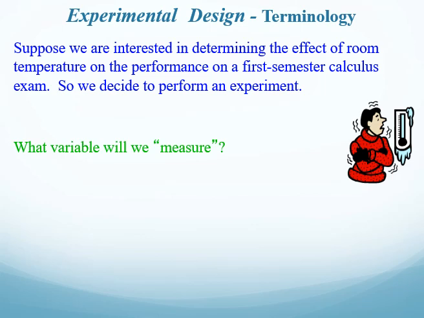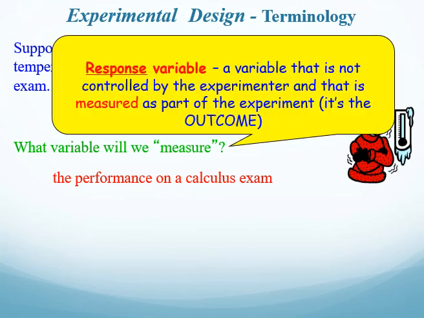So think about this. What is this experiment going to measure? It's going to measure their performance, usually as a score or grade on their test. That is referred to as a response variable. We're not controlling or adjusting the response variable. We're going to run the experiment, and the response variable is what we're going to measure: what grade you got, or what score, or what performance.